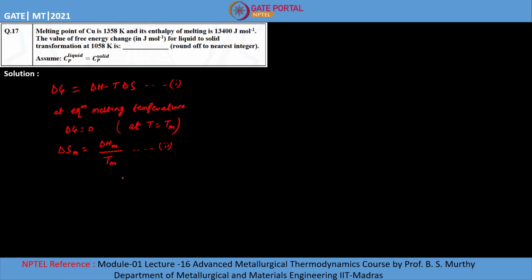Now, in the question it is given that Cp of liquid equals Cp of solid, which means the value of delta Cp for this transformation will be 0 because both are equal. Now there is an approximation given by Turnbull: if you solve equation 1 and equation 2, you will get delta G equals delta Hm times delta T upon the melting point.